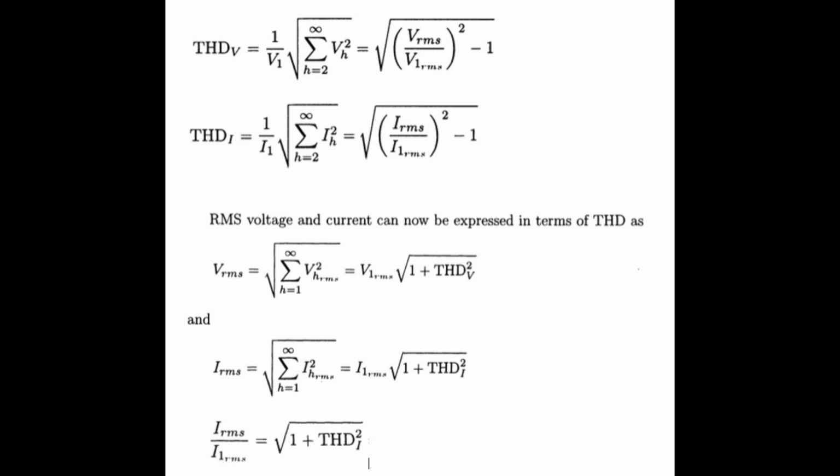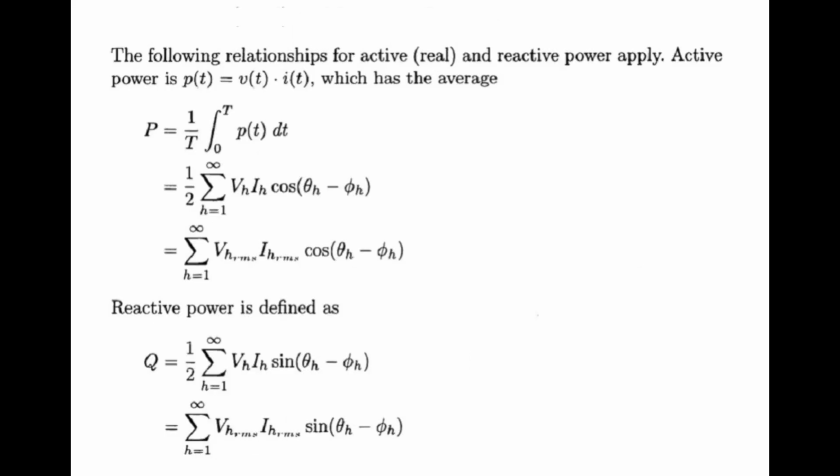When you calculate IRMS upon I1 RMS or VRMS upon V1 RMS, you will get the square root of 1 plus THD square. So in case of voltage you will get the square root of 1 plus THD voltage square, and in case of current you will get IRMS upon I1 RMS equal to the square root of 1 plus total harmonic distortion current square.